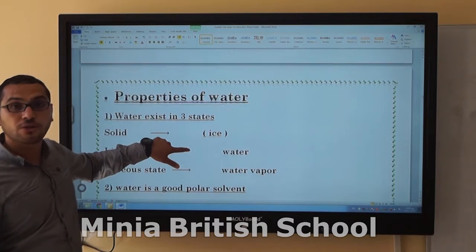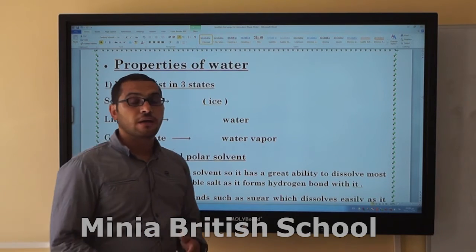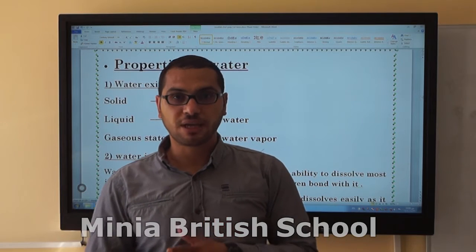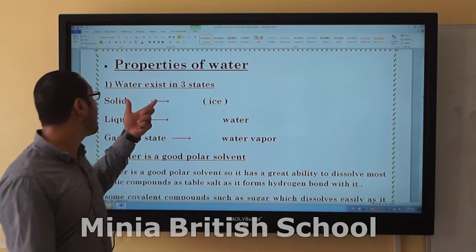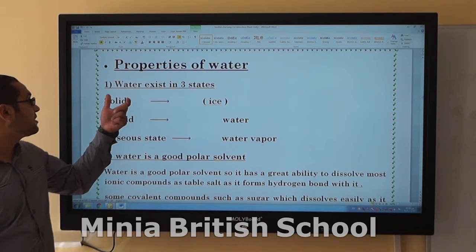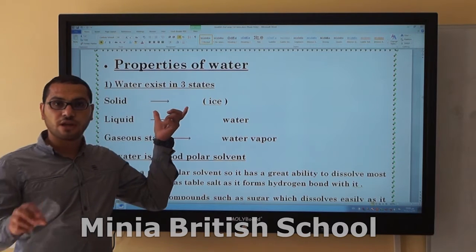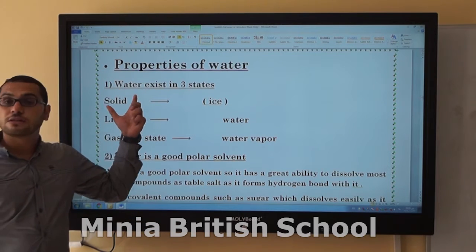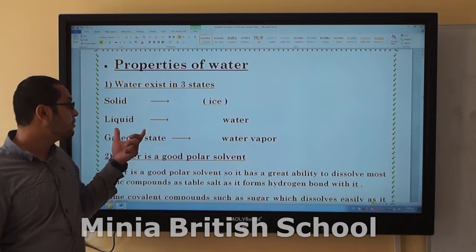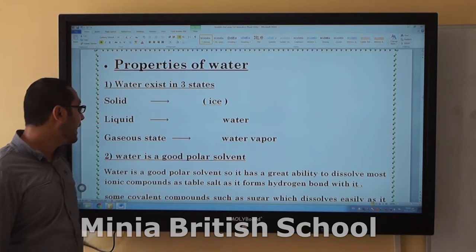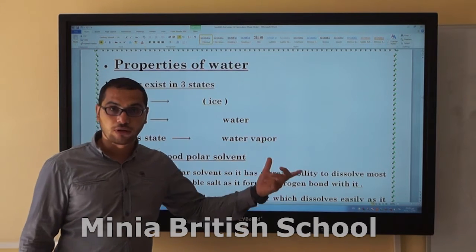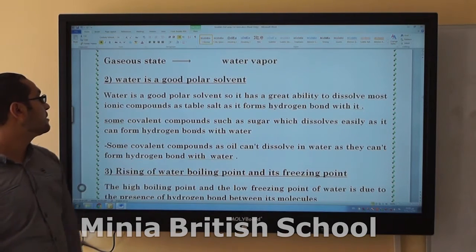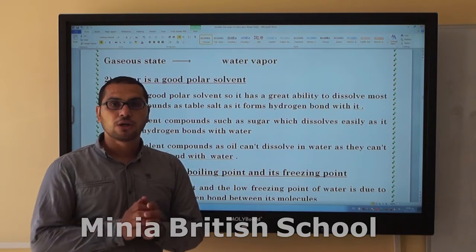What about the properties of water? In this lesson we will study two kinds of properties: physical properties and chemical properties. Let's start with the physical properties. The first one: the water exists in three states: solid state such as ice, liquid state such as water, and gas state such as water vapor. The second property is that water is a good polar solvent.